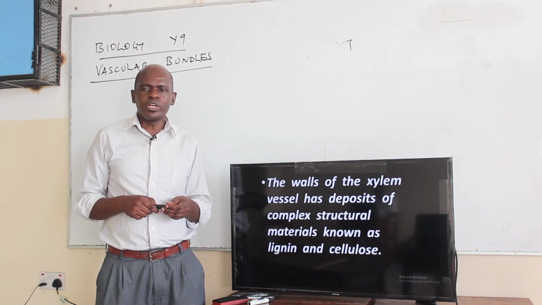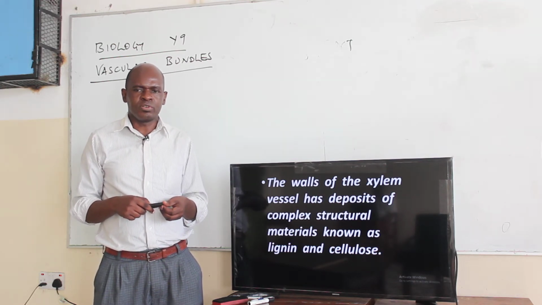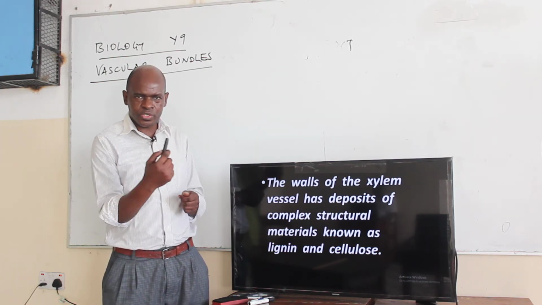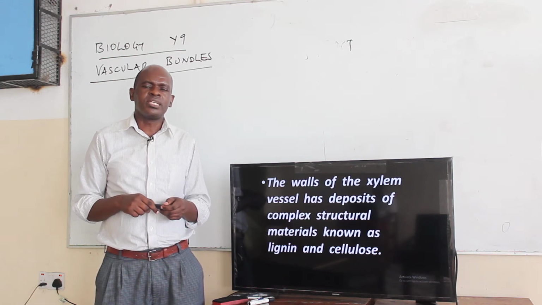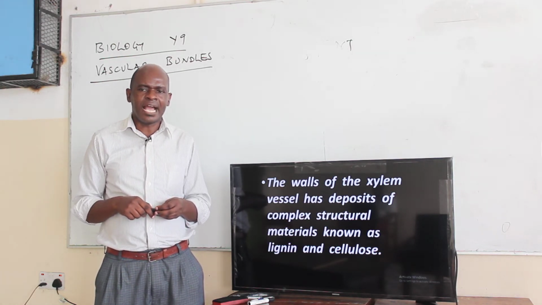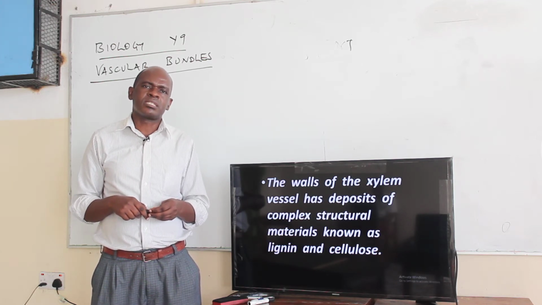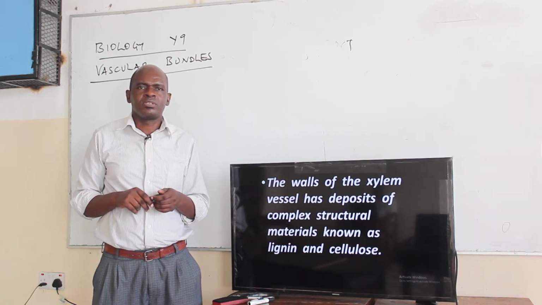Now, the walls of the xylem also contain deposits of complex structural materials known as lignin and cellulose. The walls that form the xylem vessels contain lignin and cellulose. These are complex structural materials that add strength to the xylem vessels.